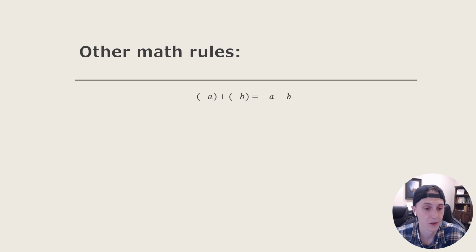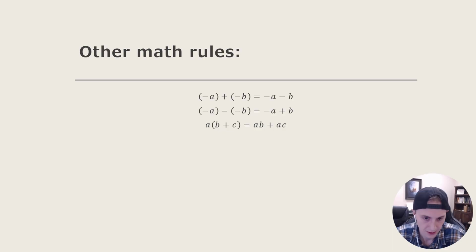Some other math rules I'll throw up on this slide here, just to make sure you know how to do math. Negative a, meaning a negative number, plus negative b is negative a minus b. Negative a minus negative b is negative a plus b. A times (b plus c): you distribute the a to each one, and so you say now a times b plus a times c. And same idea if it's a minus in there, so a times b minus a times c.